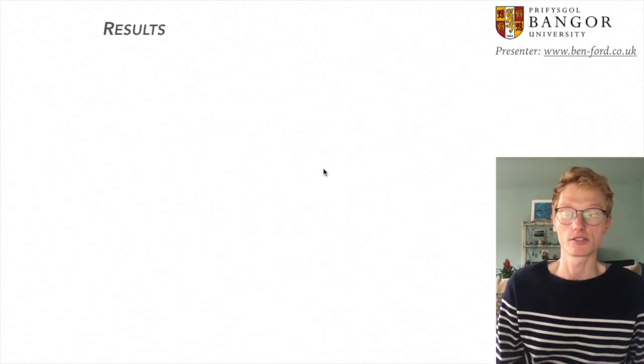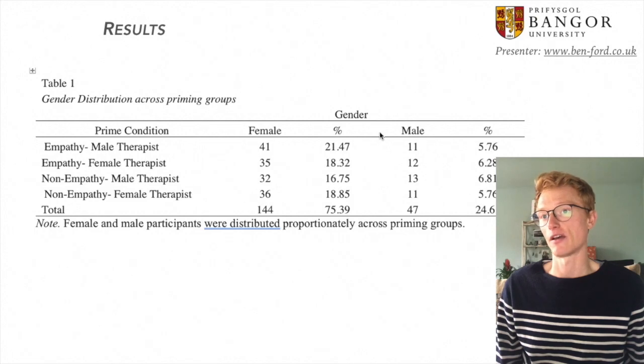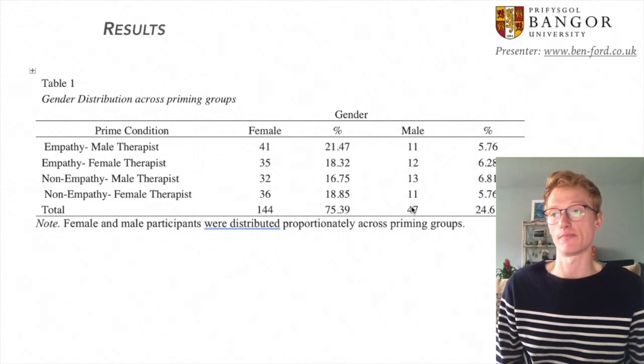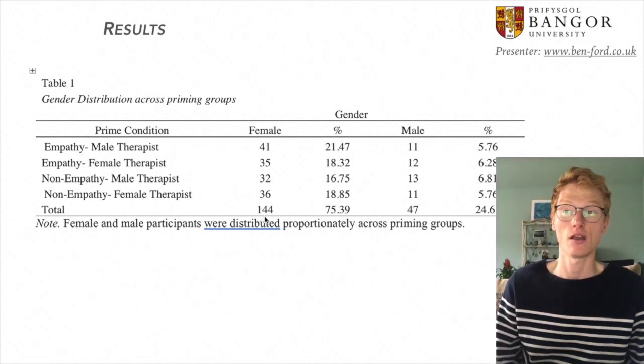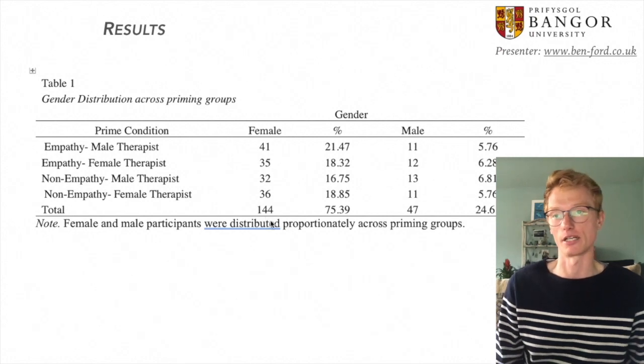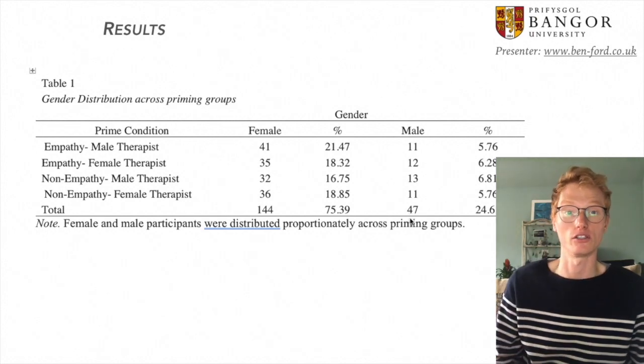So what were the results? So here you can see that 47 males participated and 144 females participated. So already we can see that this is replicating the same gender imbalance that is existing within the priming literature. But what you can see is that the gender distribution between each of the four priming groups are equal. And what that means is that we can draw conclusions based on within group variability.